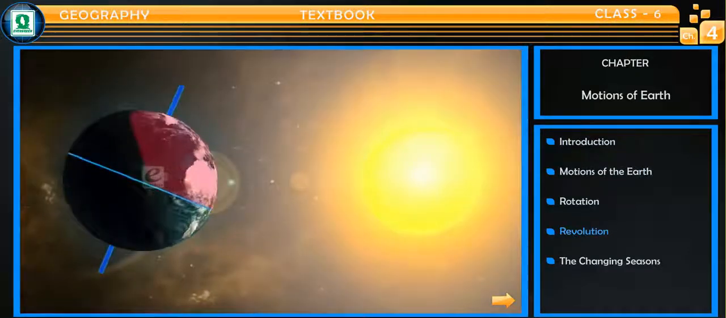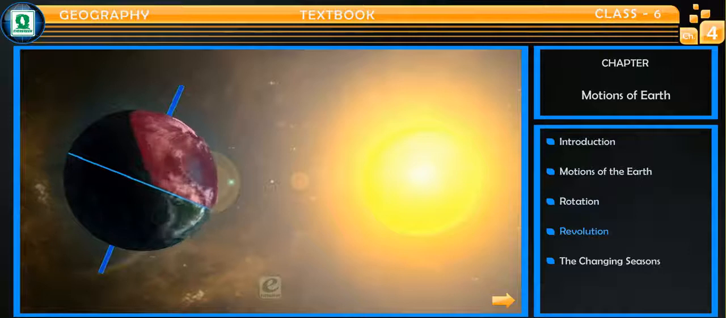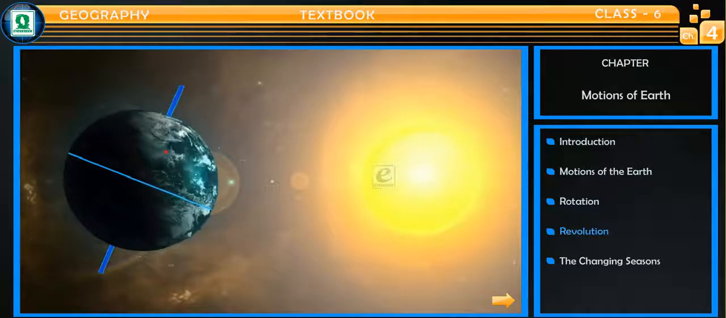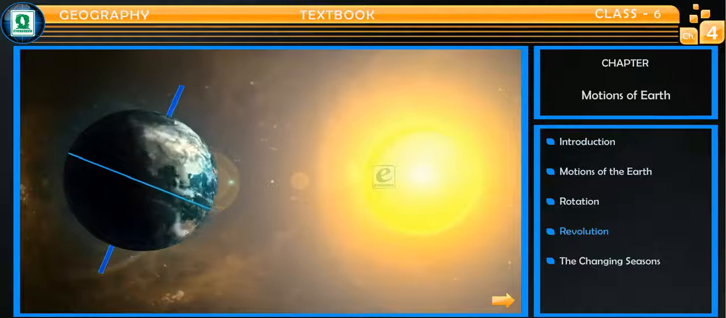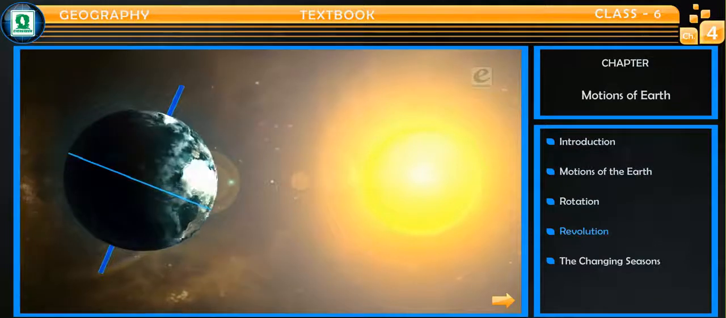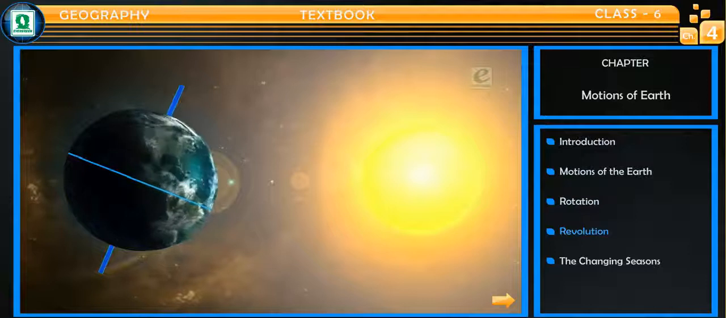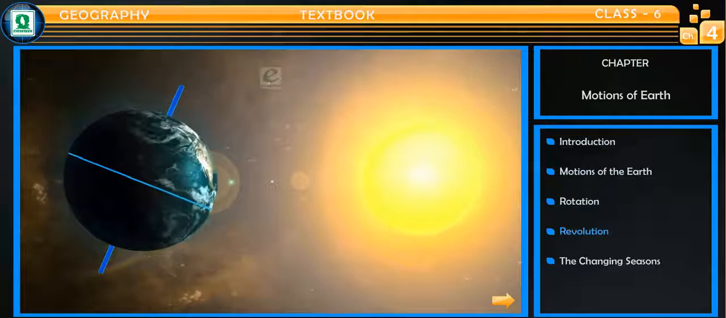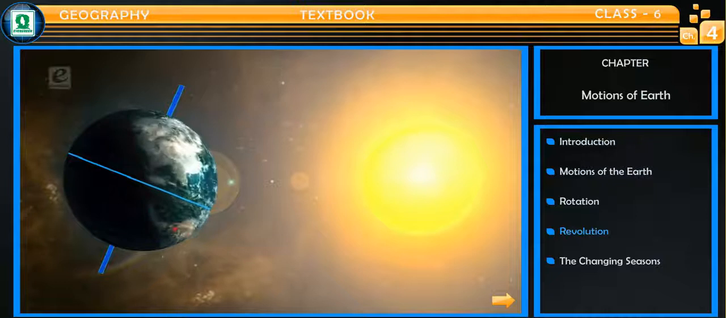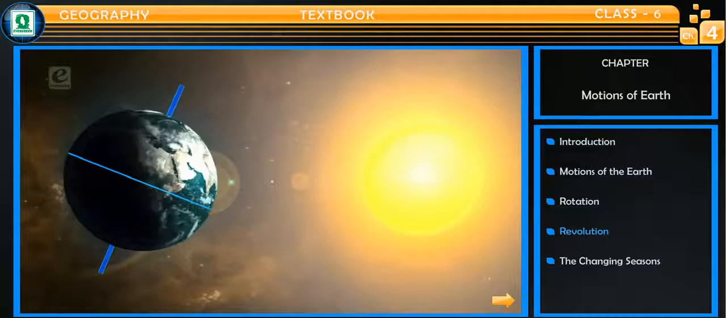Thus, a larger part of the northern hemisphere faces the sun during this period. Every point in this part of the earth remains lighted for a longer time. Hence, the days in this part are longer. Opposite to it, the southern hemisphere is away from the sun. Therefore, the days in the southern hemisphere are shorter.